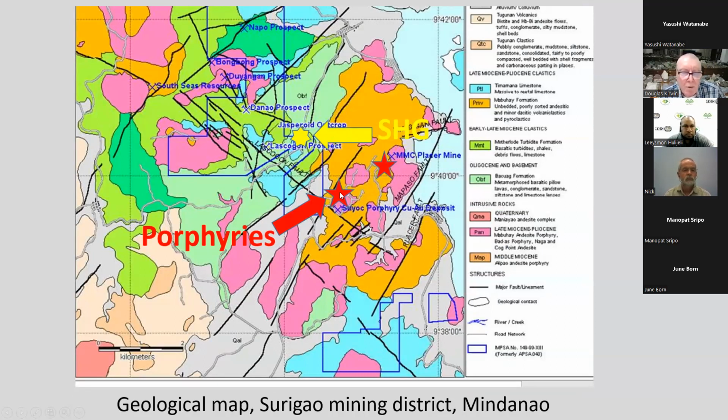And then the known porphyries are shown with the red arrow, and these are the Suyok and Antina deposits, which are currently being explored and were previously mined by Manila Mining. The distance between the sediment-hosted mineralization and the porphyries is approximately 2 kilometers.